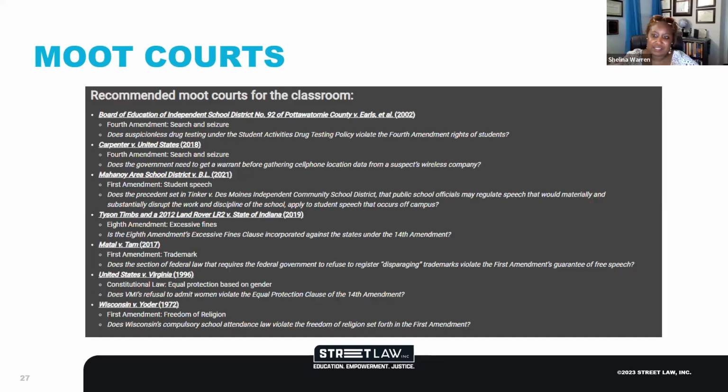And then lastly, this slide really gives you recommendations for moot courts, really focusing in on the First Amendment, the 8th Amendment, 4th Amendment, all amendments that students would really be interested in and want to know more about because they see it in their real lives. So when you get to the guide, take a look and see which ones your students would be most interested in and go with that, because that's where you'll get the most bang for your buck.